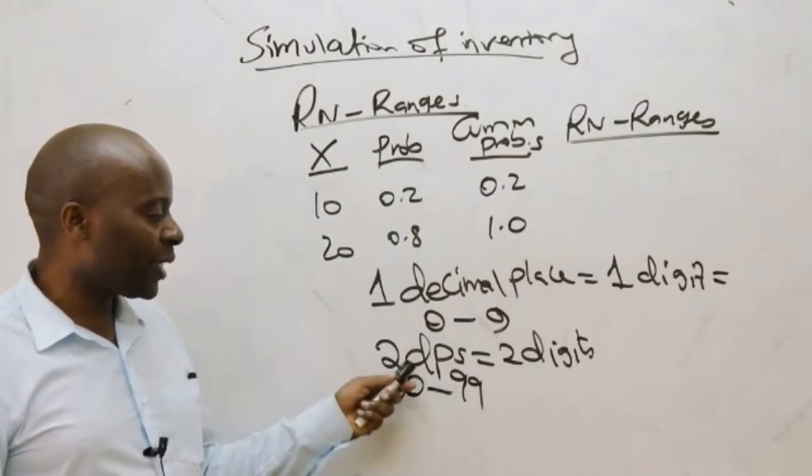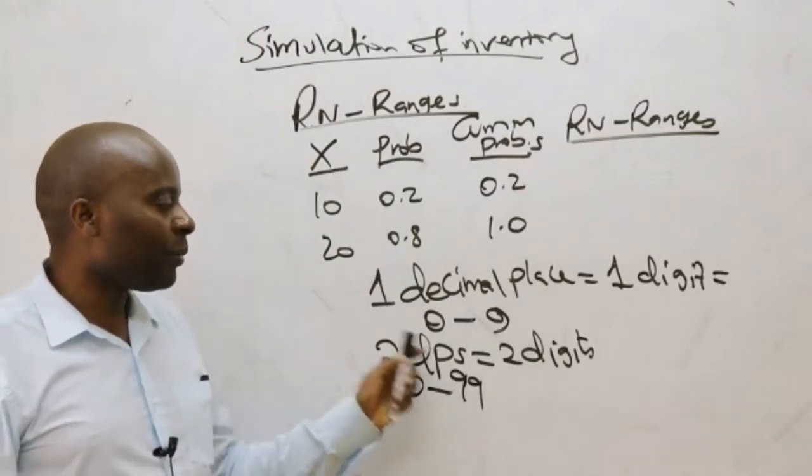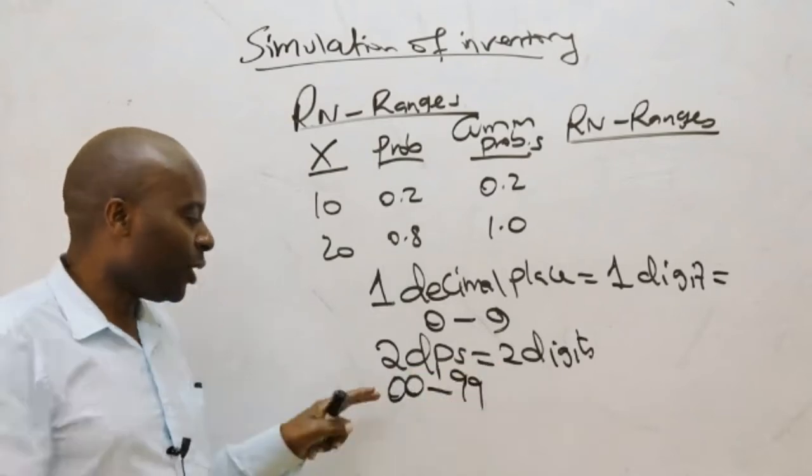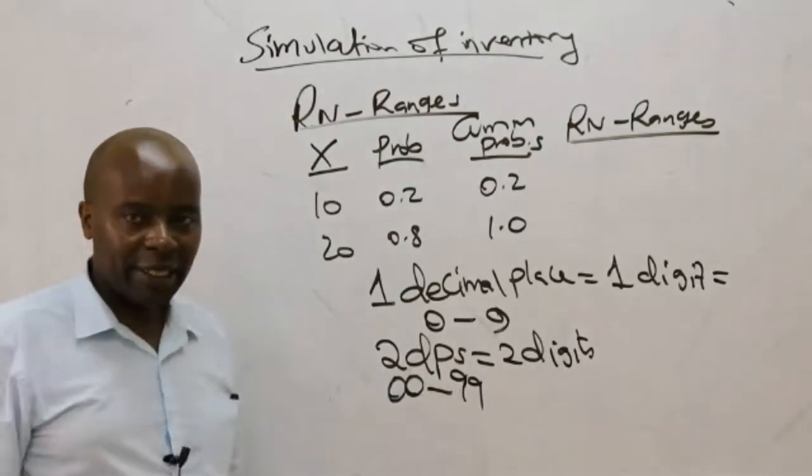For two decimal places, we shall be making use of two digits. The two digits run from 00 to 99.